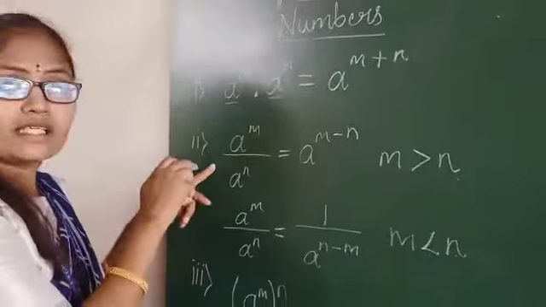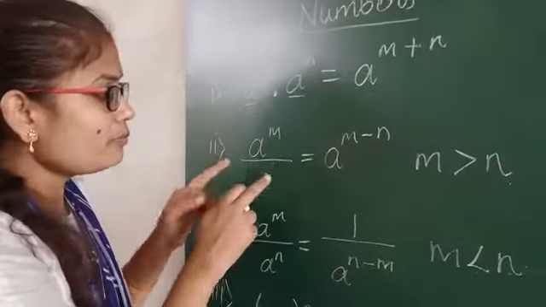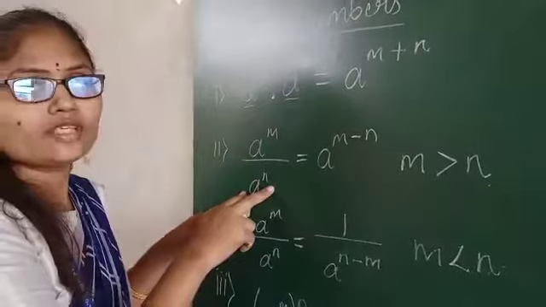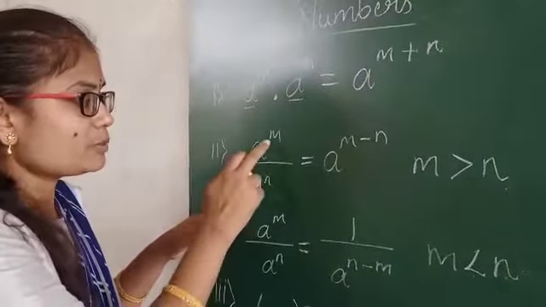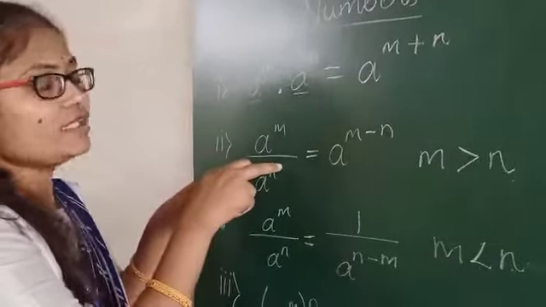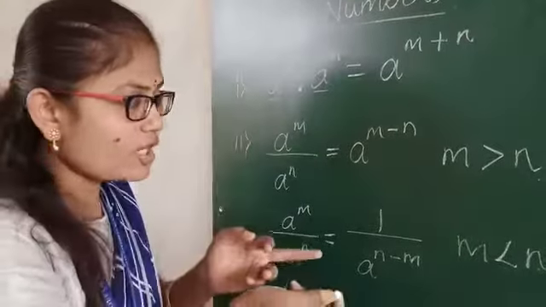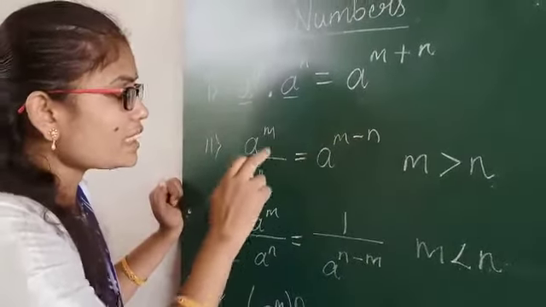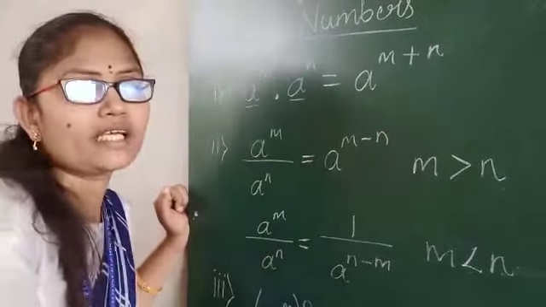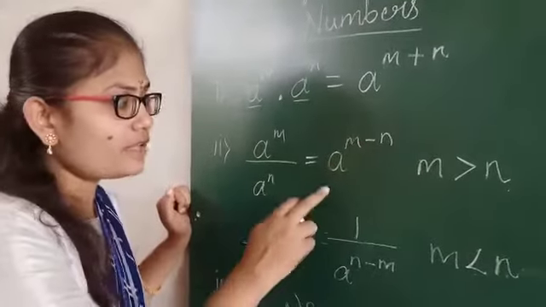In the same way, the second law is a to the power of m divided by a to the power of n. Here also you can observe that the bases are the same and the exponents are different. If you divide these numbers, what we have to do is a to the power of m minus n. We have to subtract the exponents having the same base.